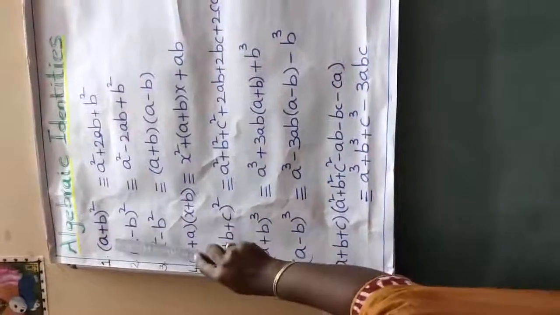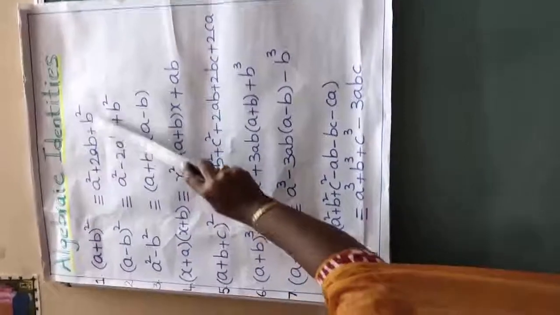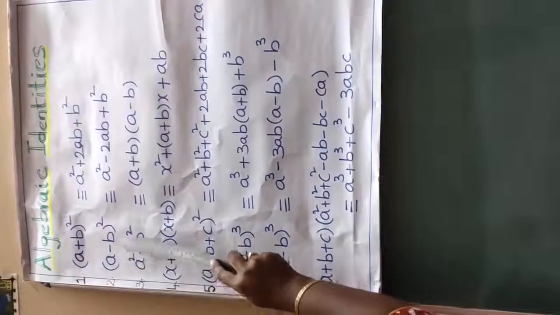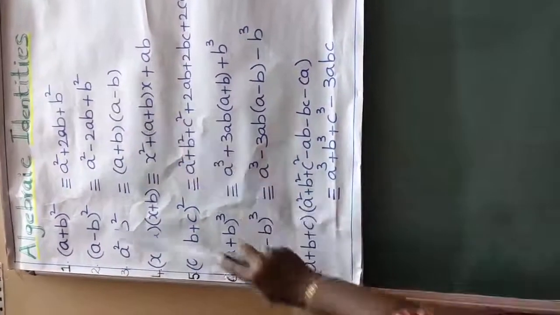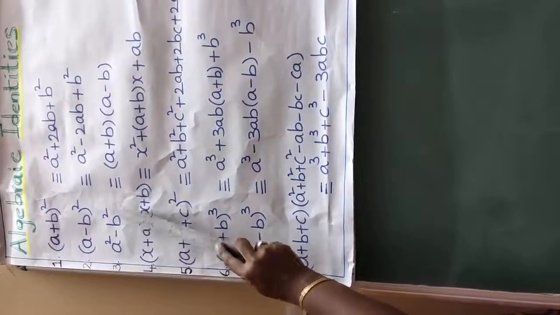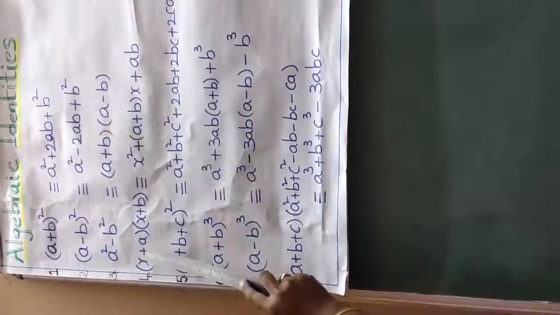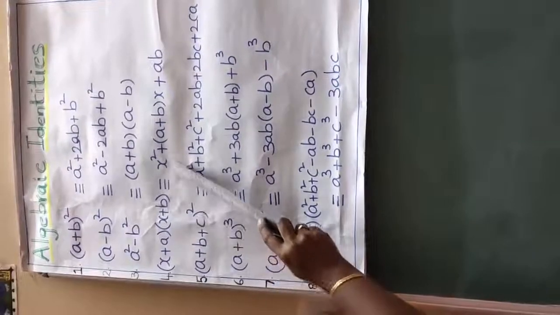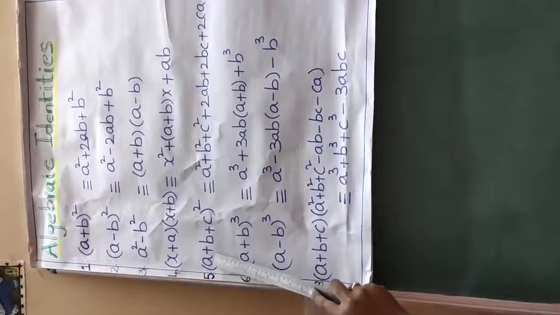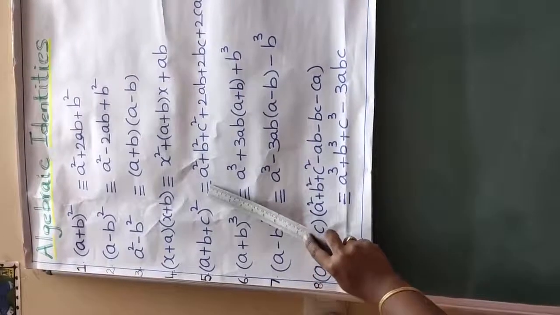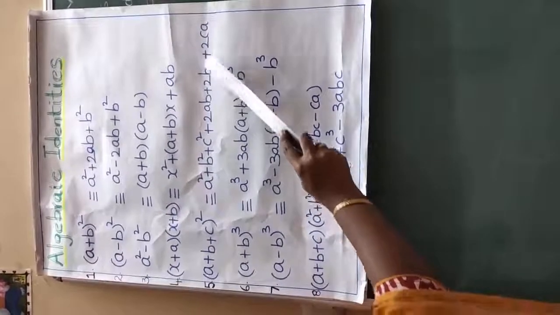Algebraic identities. First one is a plus b whole square is identically equal to a square plus 2ab plus b square. And second one is a minus b whole square is identically equal to a square minus 2ab plus b square. And third one, a square minus b square is identically equal to a plus b into a minus b. And fourth one, x plus a into x plus b is identically equal to x square plus x into a plus b plus ab. And fifth one, a plus b plus c whole square is identically equal to a square plus b square plus c square plus 2ab plus 2bc plus 2ca.